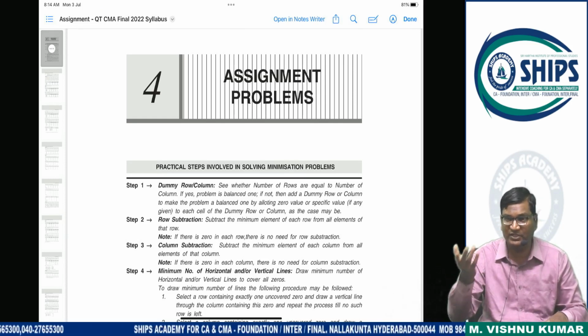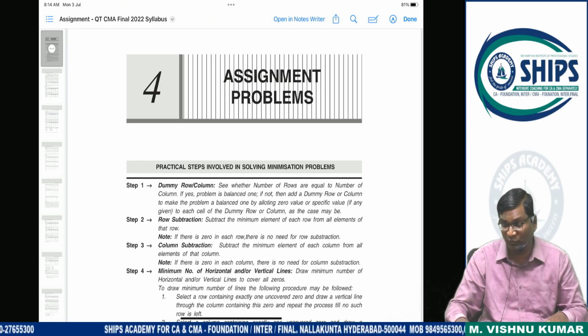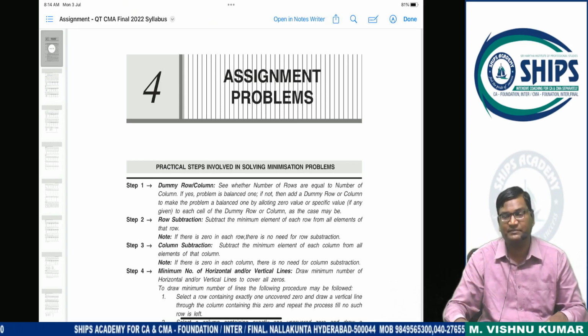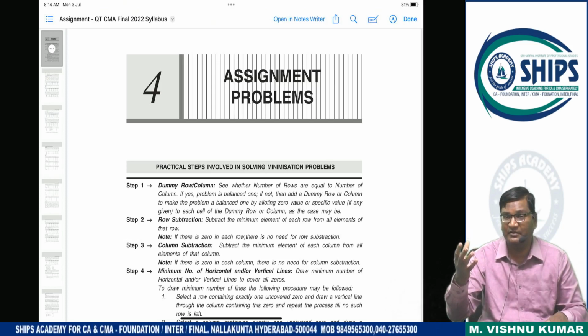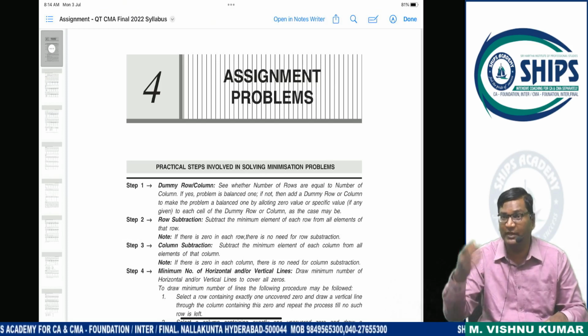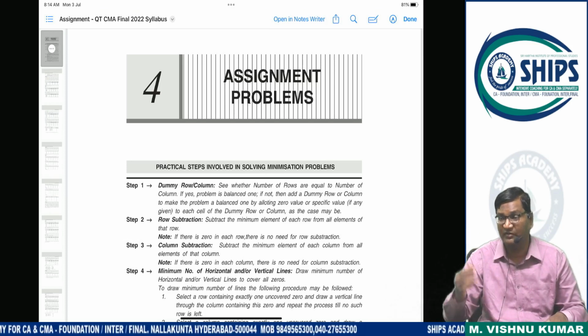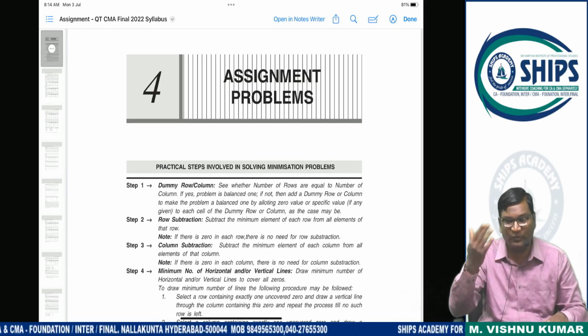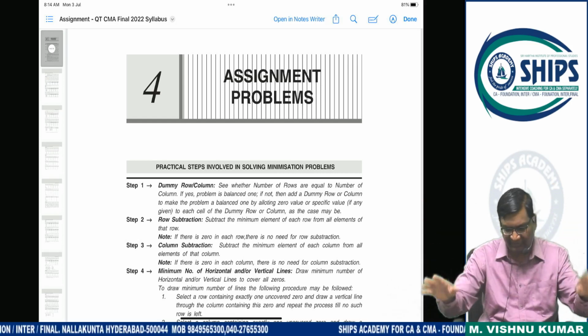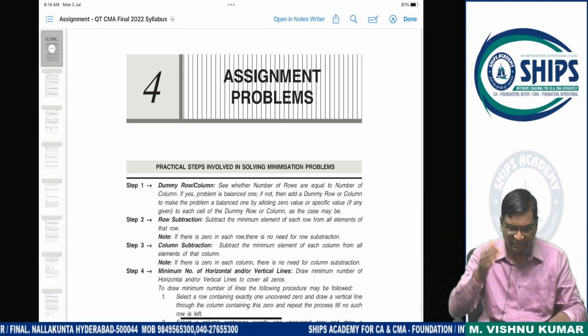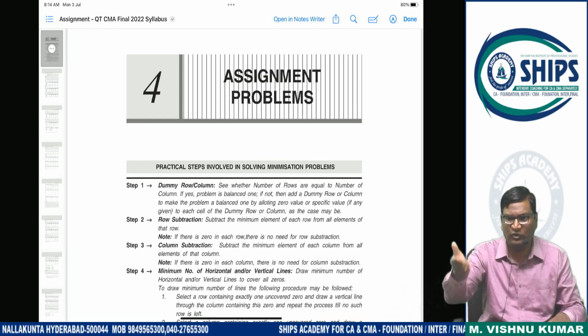If profit maximization is your objective, ultimately you need to do what? Minimize cost. So some of the areas will be related to minimization of cost. Some of the areas will be related to maximization of profit. So ultimately the entire subject will be between these two only: minimization of cost or maximization of profit.